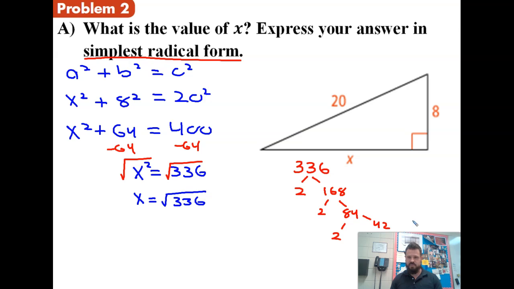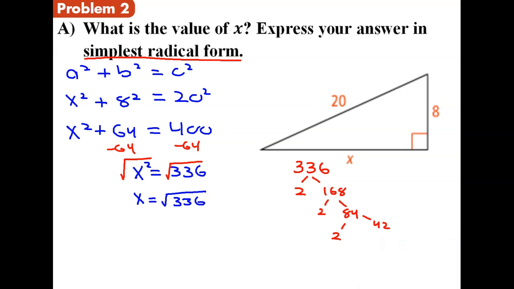And my face is in the way. Let's just hide that, get that out of the way. There we go. 42 is even. We can go 2 times 21. And then 21 isn't even anymore. It is equal to 3 times 7, so I'm going to write 21 as 3 times 7.